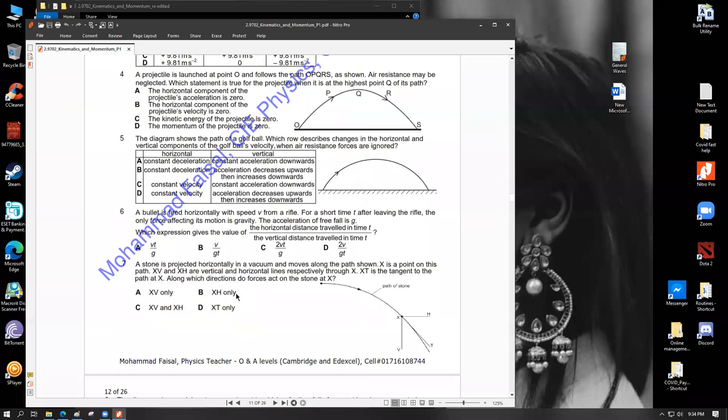Number 7, let's see. A stone is positioned horizontally in a vacuum and moves along a path as shown. X is a point on this path. XV and XH are vertical and horizontal lines respectively through X. XT is the tangent to the path at X. Along which direction do forces act on the stone at X? What is the alignment of the force that works on that stone at position X? Vertically downwards. Exactly true.